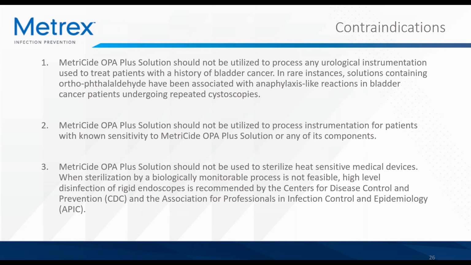There is a contraindication for Metrocide OPA Plus and for all OPA solutions really, that these solutions should not be used to process any urological instrumentation used to treat patients with a history of bladder cancer. OPA solutions also should not be used to process instruments for patients with known sensitivity to Metrocide OPA Plus solution or any of its components. Metrocide OPA Plus solution also should not be used to sterilize heat-sensitive medical devices when sterilization by a biologically monitorable process is not feasible. High-level disinfection of rigid endoscopes is recommended by the CDC and APEP.